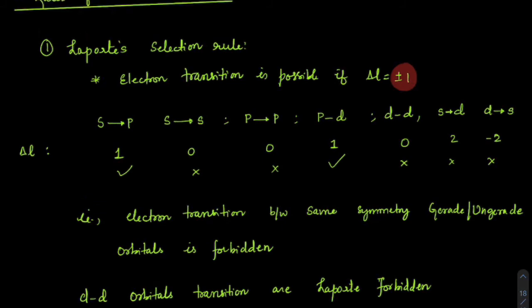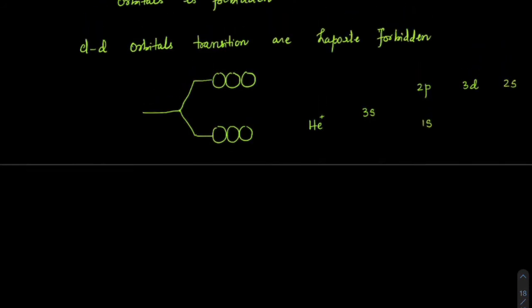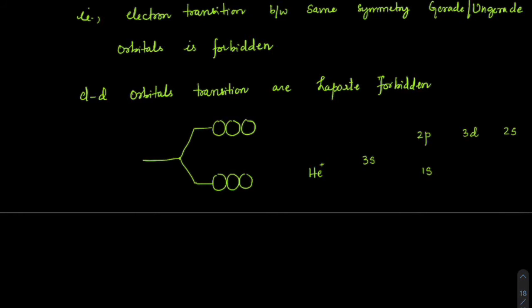Right. In JEE, a question once came: He+ (helium plus) is present and the electron is present in the 3s orbital. The question asked which of the possible transitions can take place. The electron is now in 3s, and the options given are 2p, 3d, 2s and 1s. What should the answer be? It is 2p, and none of the others. Why? Because according to Laporte's rule, the change should be +1 or -1. Now you understand how they ask questions in JEE.